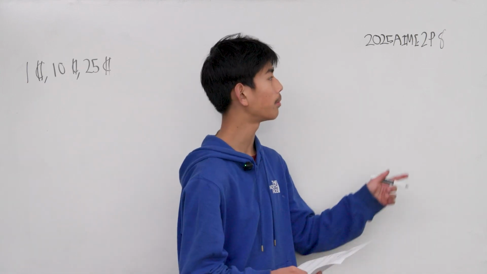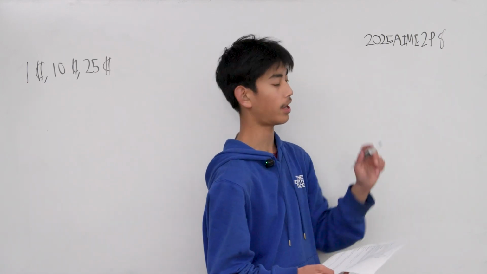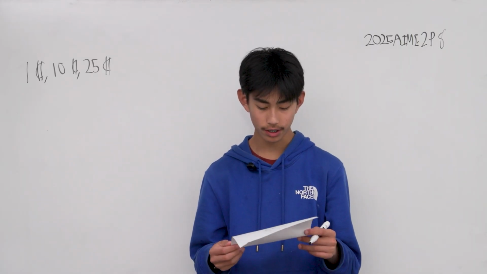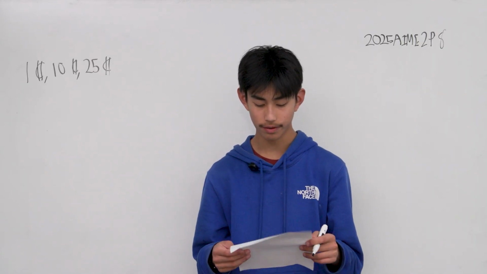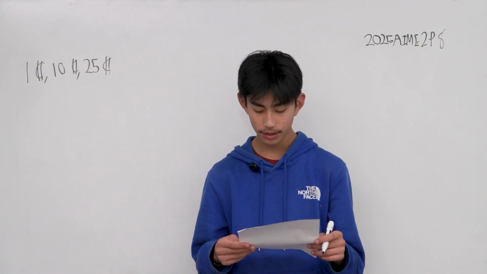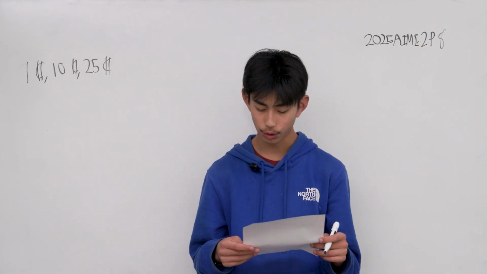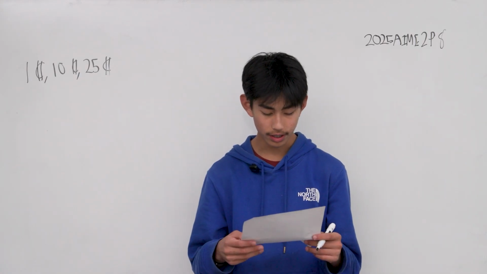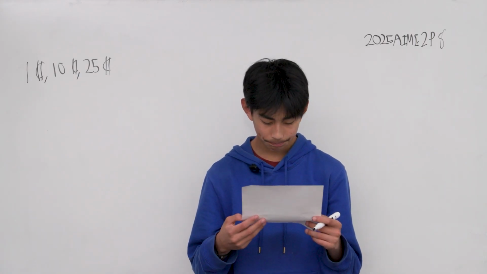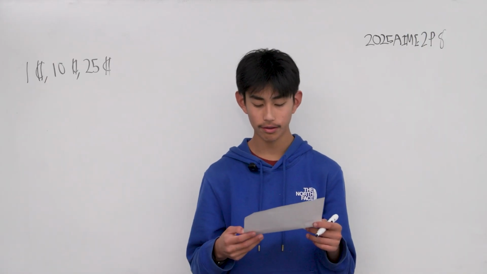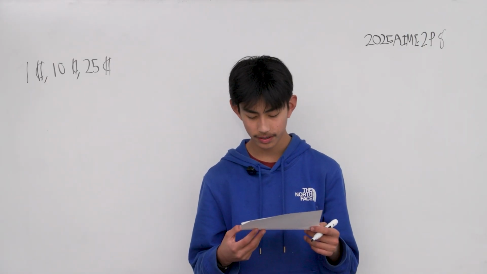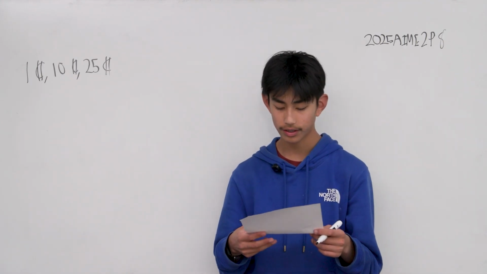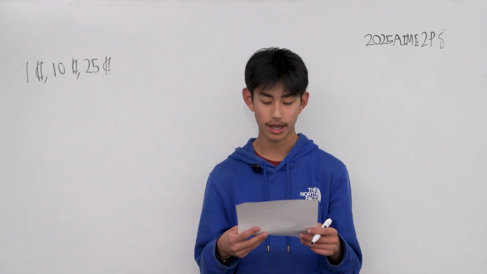We're solving problem 8 from the 2025 AIME 2. For an unlimited supply of 1-cent coins, 10-cent coins, and 25-cent coins, Silas wants to find a collection of coins that has a total value of n cents, where n is a positive integer. He uses the so-called greedy algorithm, successively choosing the coin of greatest value that does not cause the value of this collection to exceed n.